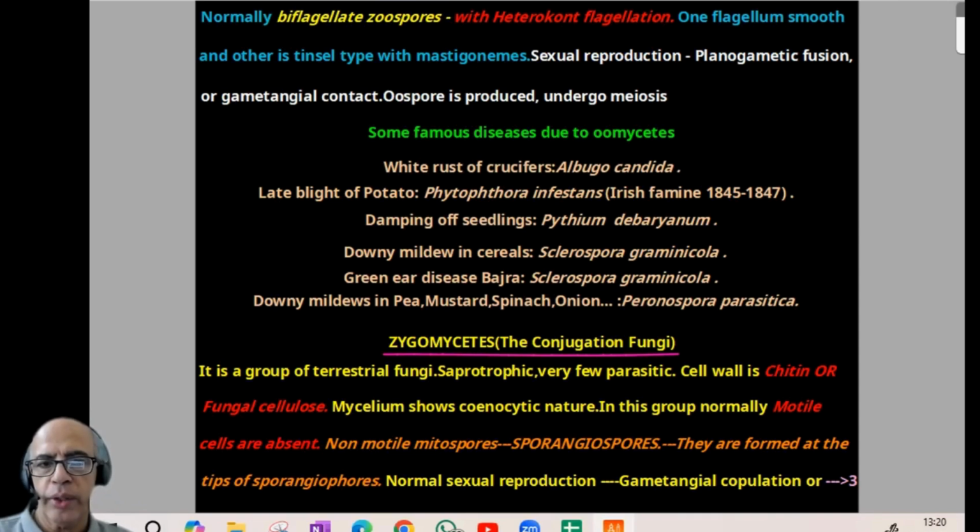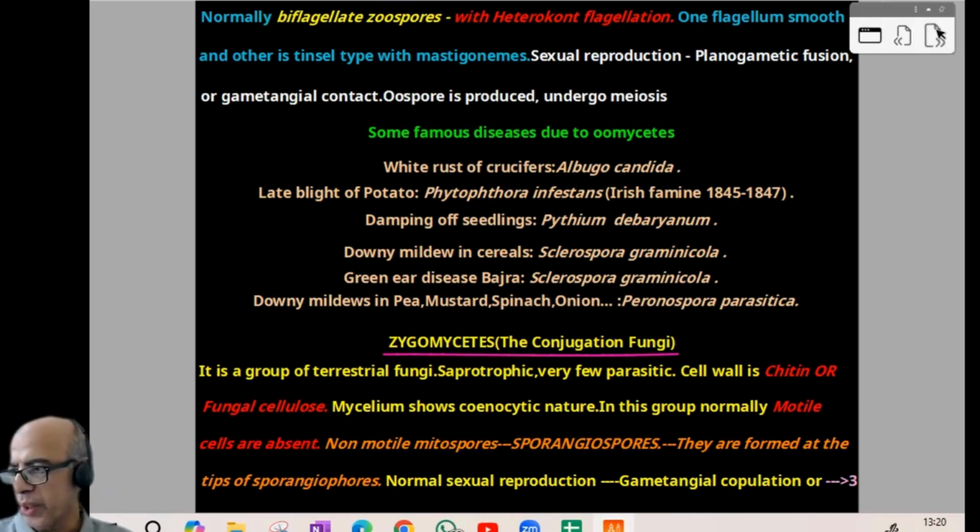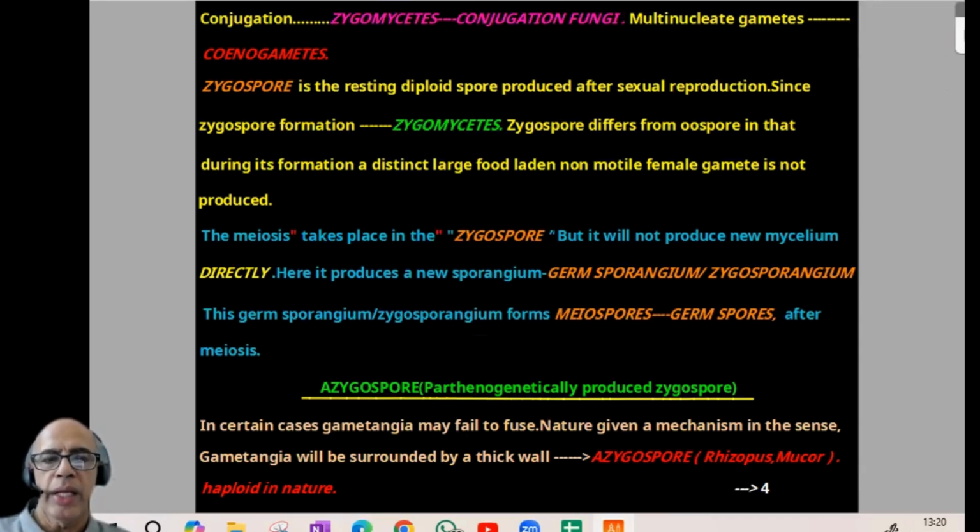Already you know it. Normal sexual reproduction is gametangial copulation or conjugation. Zygomycete, which is otherwise called conjugation fungus, produces multinucleate gametes, otherwise called coenogametes. Now, zygospore is the resting diploid spore produced after sexual reproduction. Zygospore differs from oospore in that during its formation, a distinct large food-laden non-motile female gamete is not produced. So there is a difference between zygospore and oospore.